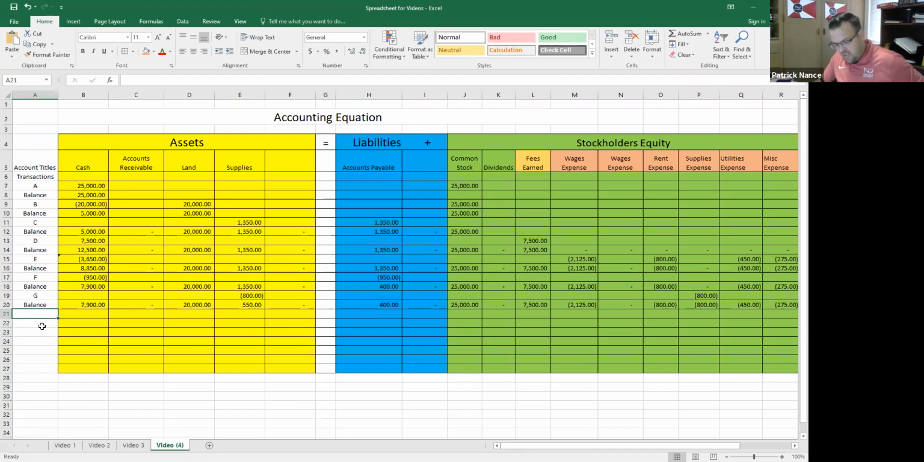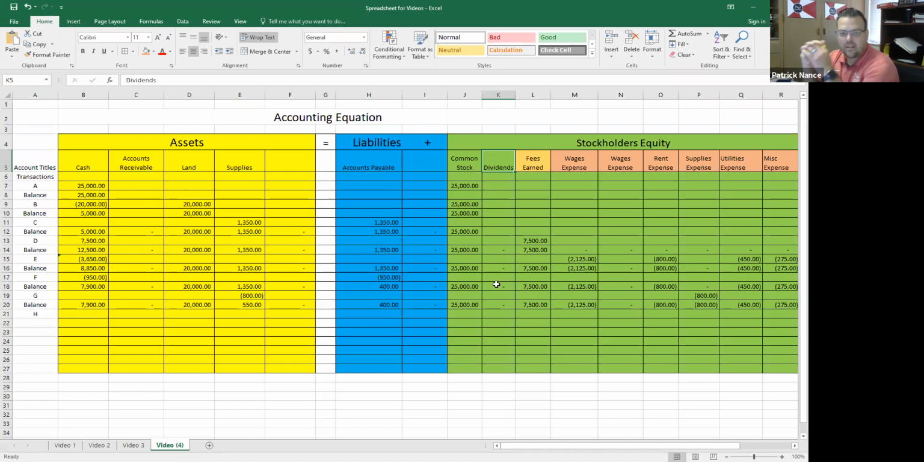Okay, transaction H, which is the last one of this set. Transaction H says paid dividends of $2,000. Now we haven't covered dividends yet. I do have it up here. It is under the stockholders' equity section. A dividend is when owners pay themselves money out of the business, from the equity of the business. So from money that the company has earned, generally speaking. It is not paid out of common stock. Instead, it's usually paid out of retained earnings.